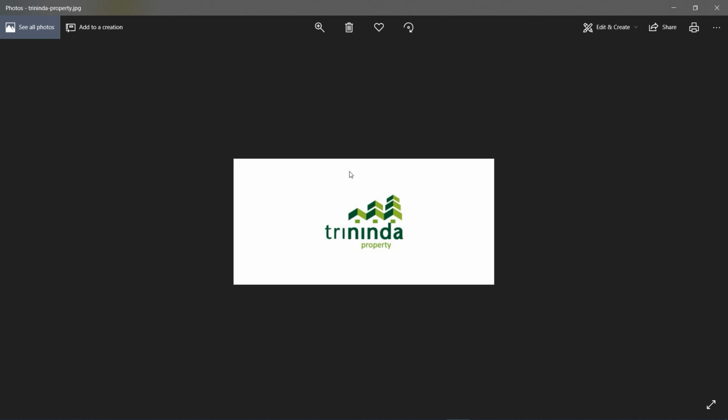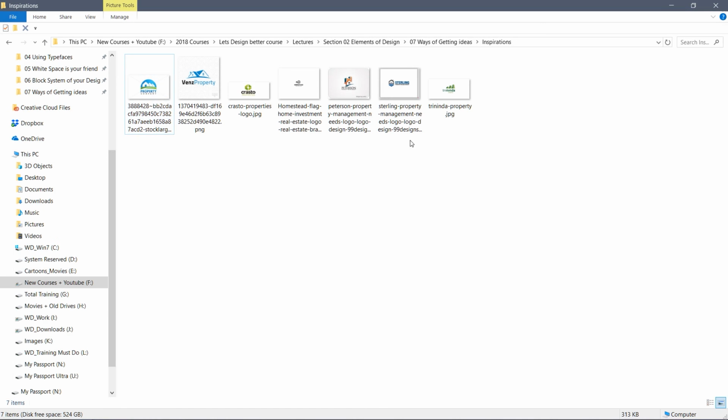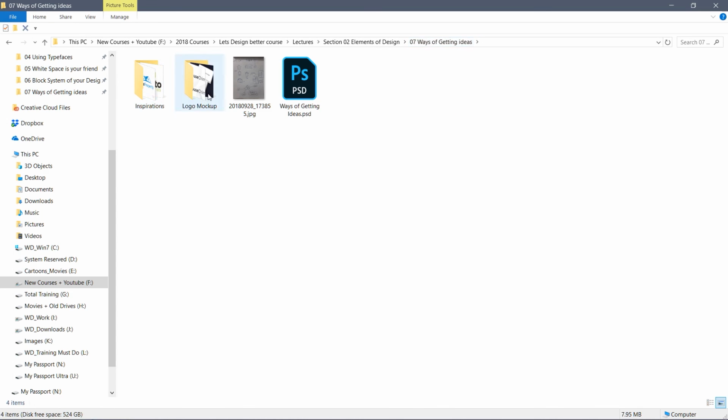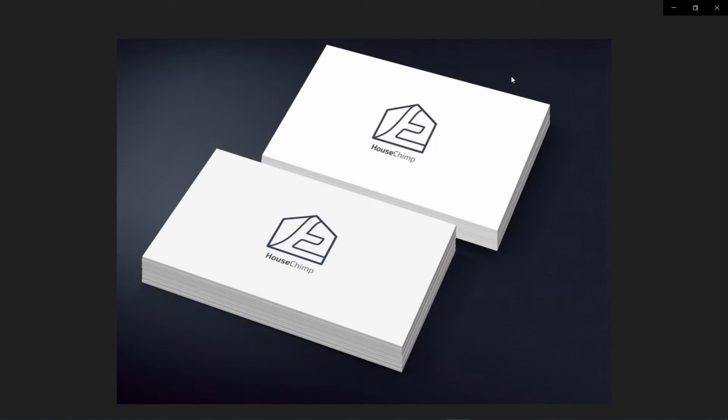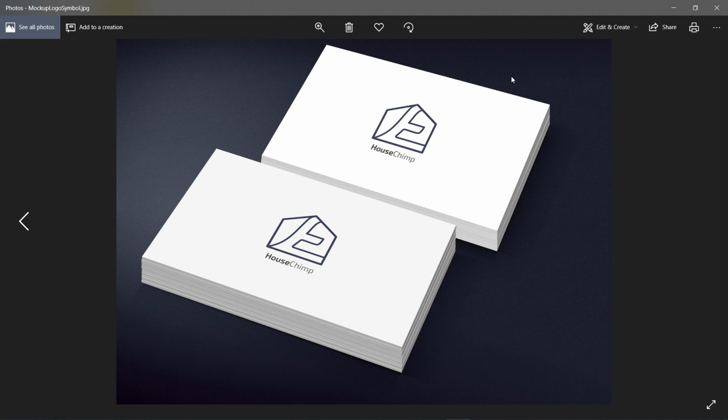Actually, I took them from Google. I'm not sure who the authors of these designs are, but they're really good designs, just to show you what it actually means. So this is how you can get different ideas, and you can generate multiple ideas from a single idea.